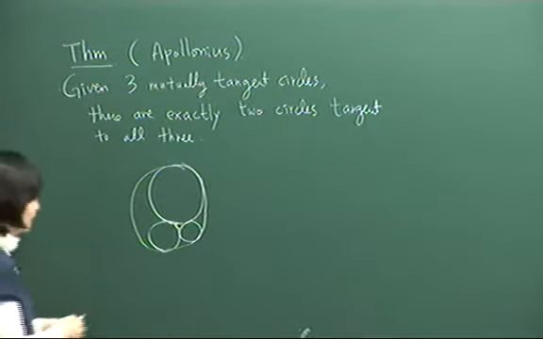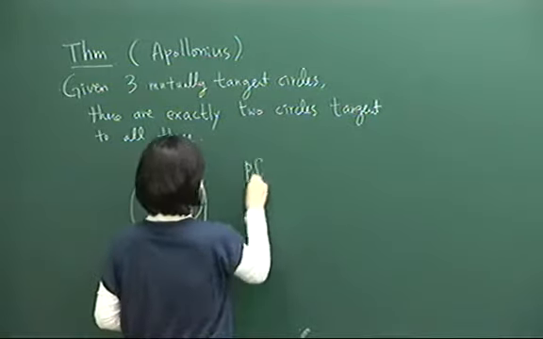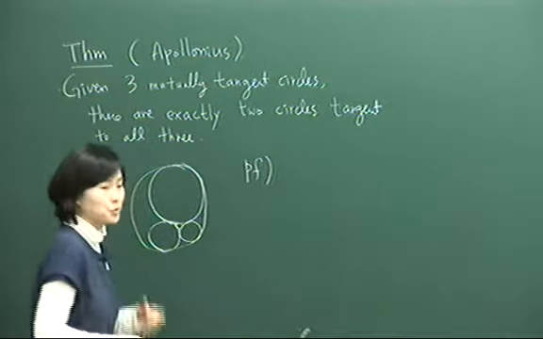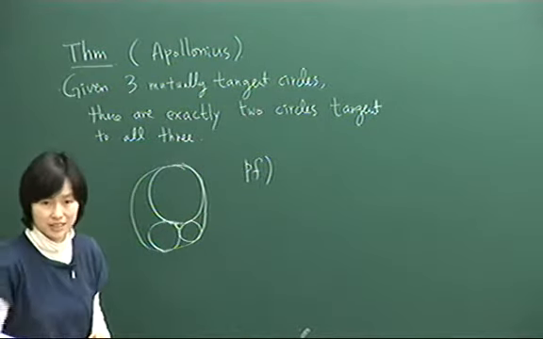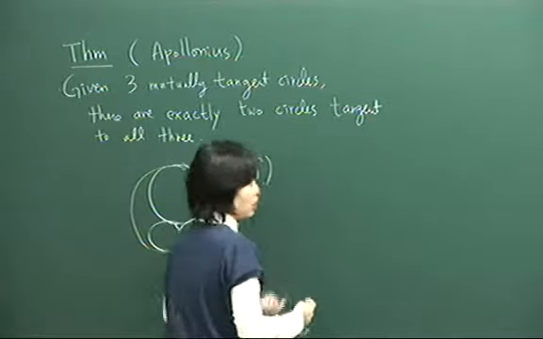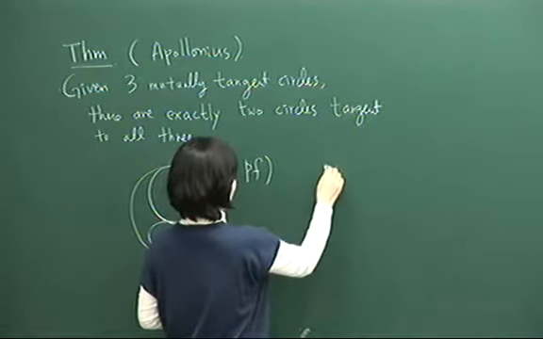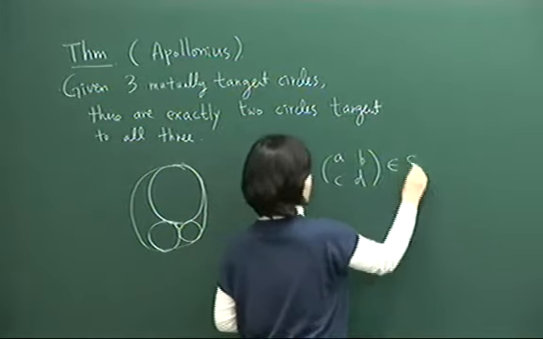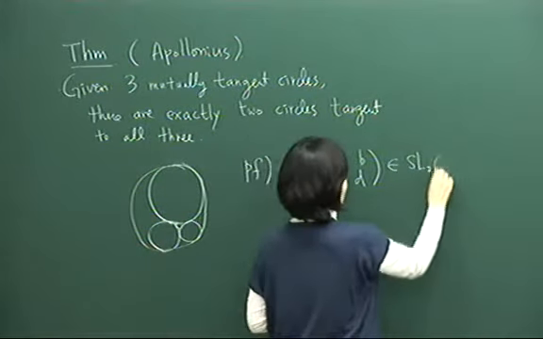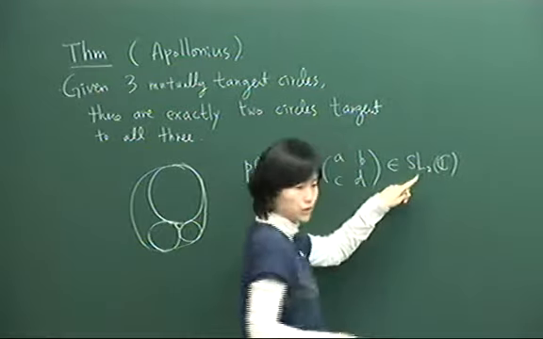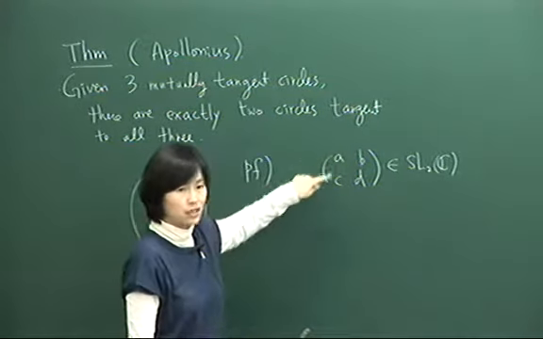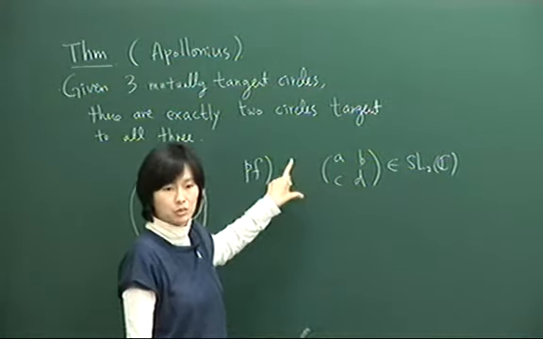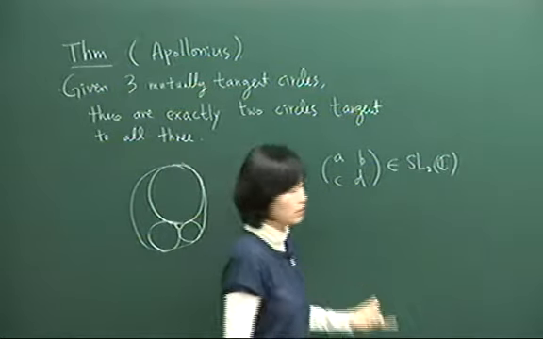But how do you prove this? I'll give you a proof. The proof uses Möbius transformations. It's an action of SL2C on the extended complex plane. Take a 2 by 2 matrix in SL2C, which means that A, B, C, D are complex numbers, and determinant is 1, and it acts on C hat.